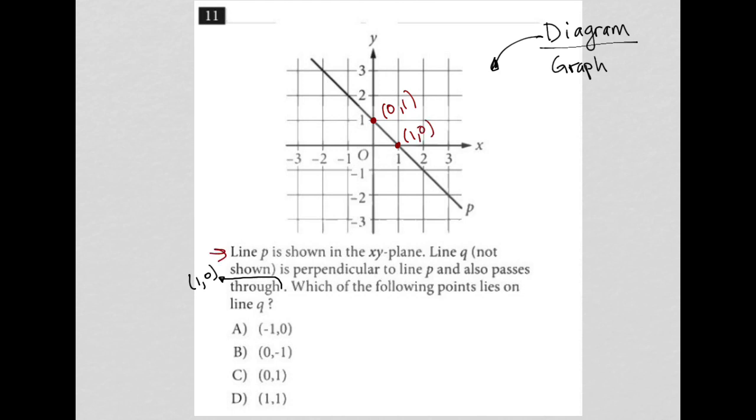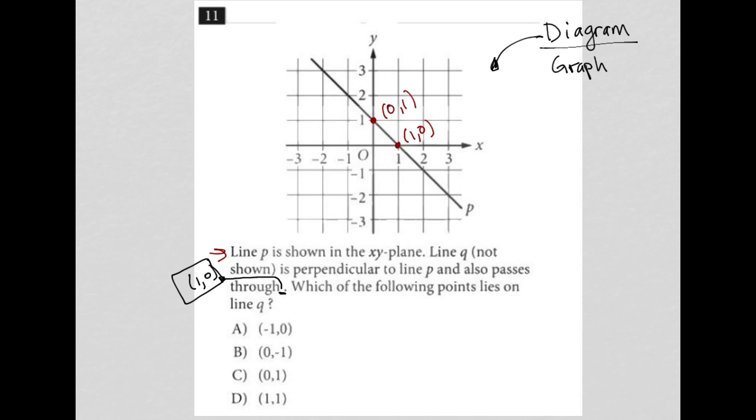The question says line P is shown in the xy plane. Line Q, not shown, is perpendicular to line P and also passes through... There's a typo here. There's nothing listed, but from my research, I believe that should say 1, 0. If I'm wrong, just put it in the comments and let me know. But I believe that should say passes through 1, 0, or passes through the x-intercept of line P. Which of the following points lies on line Q?